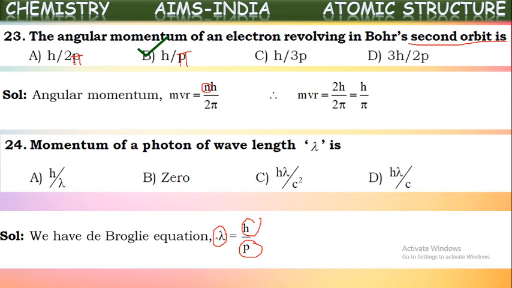So keep p as the subject: p will come here and lambda will go to the denominator. Now it becomes p is equal to h by lambda. Where is it given? The first option. Momentum of a particle according to de Broglie can be given as h by lambda.